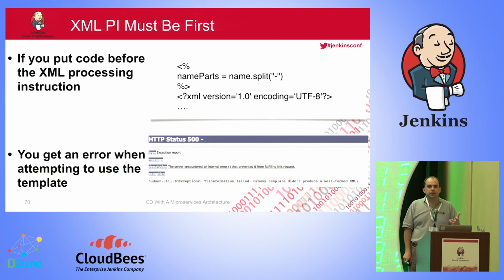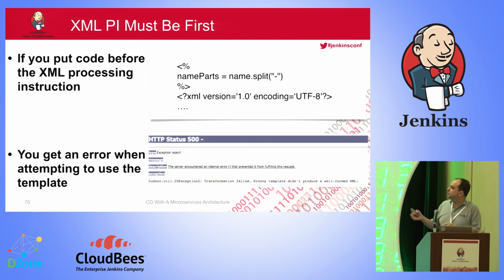Some things about the template plugin are a little bit unexpected. One is the XML processing instruction must be first. So if you try to put some code before that, which I wouldn't have expected would affect the outcome, you get an error when you try to instantiate an instance of that template. You get a 500 error and it tells you the groovy template didn't produce well-formed XML. So putting the processing instruction first will cause that.